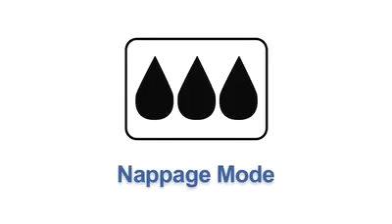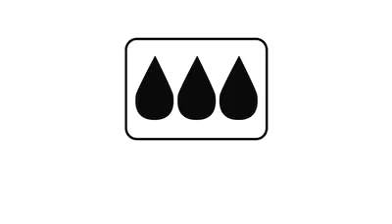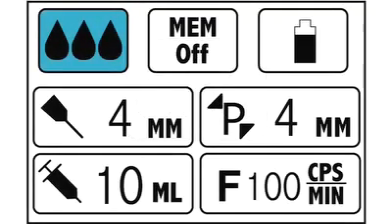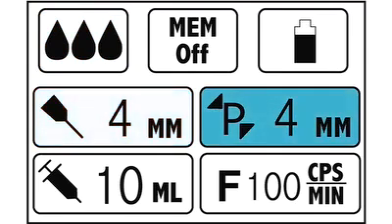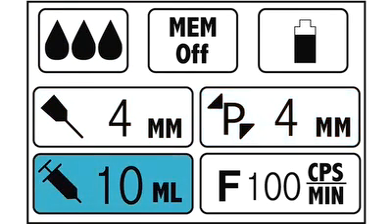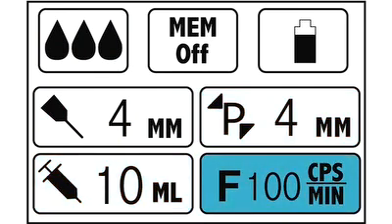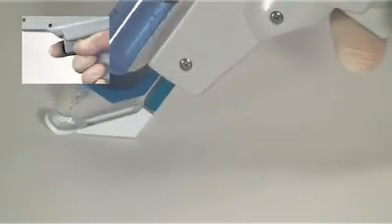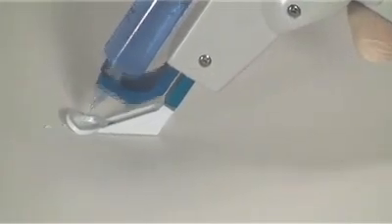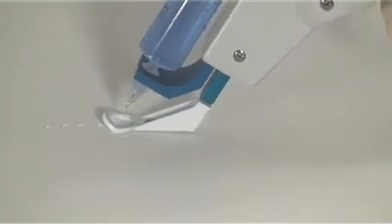When this symbol is selected, you are in gust or nappage injection mode. You have then the possibility to modify the following parameters: needle size, penetration depth, syringe type, injection frequency adjustable from 100 to 300 shots per minute. Keep the trigger pressed on during all the time of the injection.